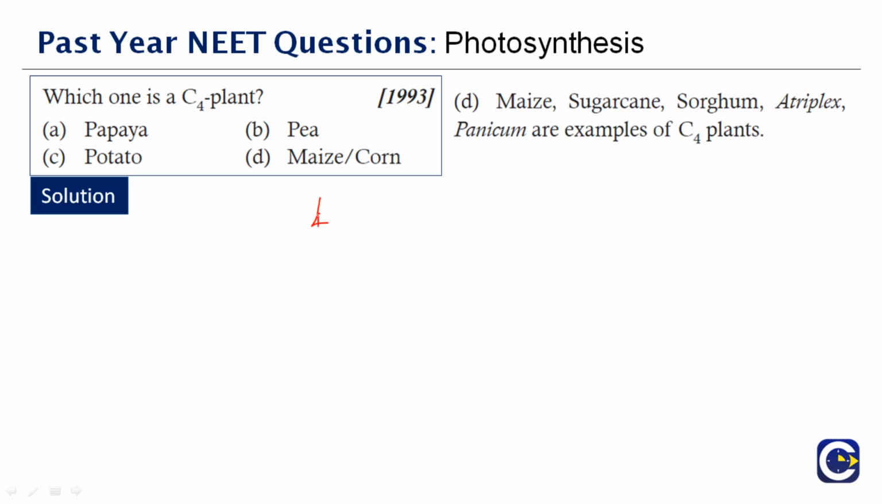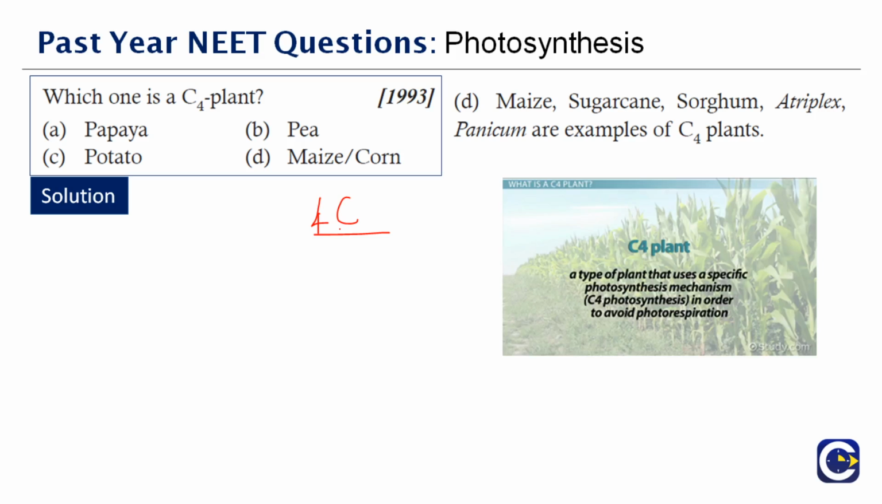Apart from that, what you need to remember here is they are blessed with 4 carbon compounds, and the anatomy which is exclusive to C4 plants is Kranz anatomy. The correct answer to this question is option D. Okay, so you have a picture to your right side. C4 plants are a type of plant that uses a specific photosynthesis mechanism in order to avoid photorespiration. So that is something exclusive that I need to mention for C4 plants. The correct answer is option D.